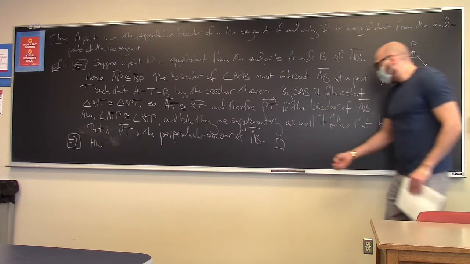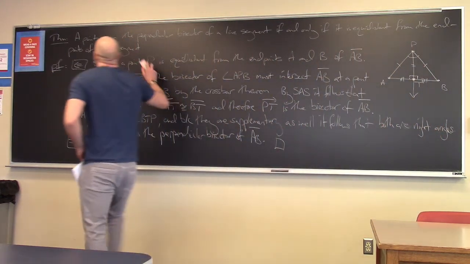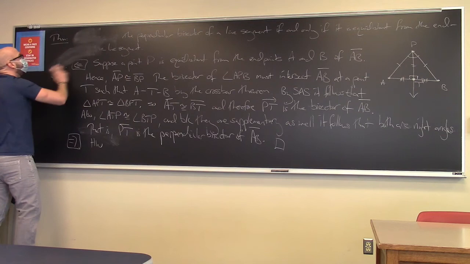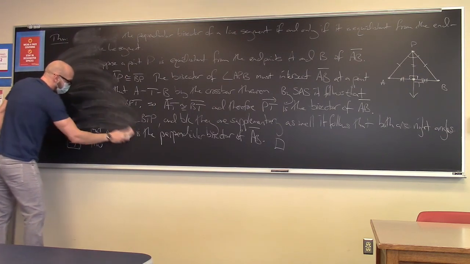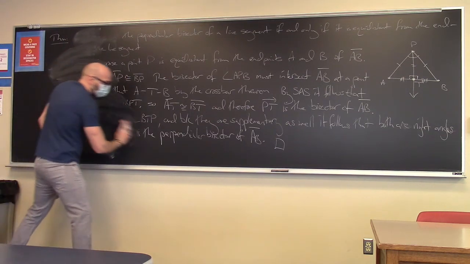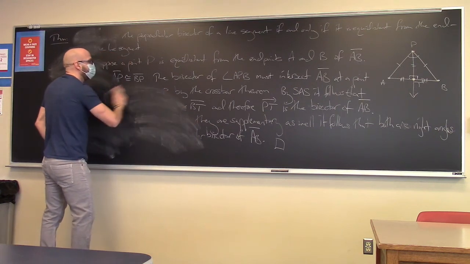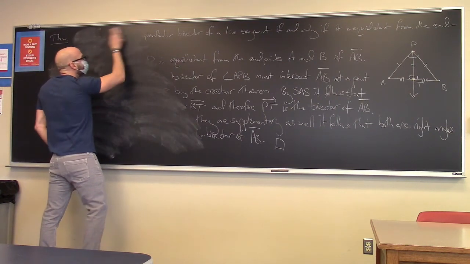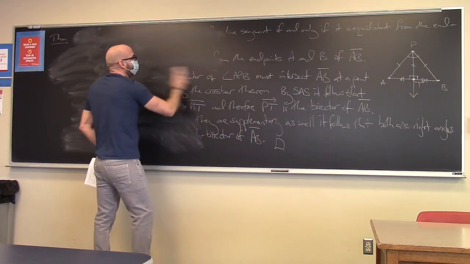All right, moving on then, another big theorem. This is the exterior angle theorem, or sometimes called the weak exterior angle theorem, because the stronger version is only true in Euclidean geometry.